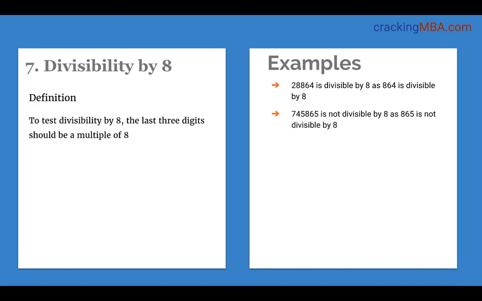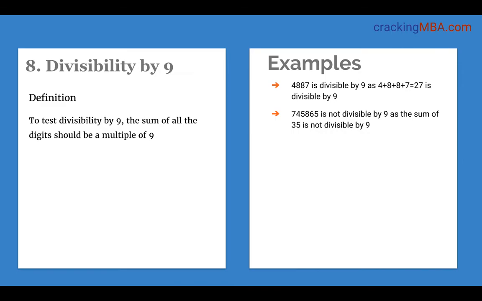Let's move on to divisibility by 8. Just like we saw divisibility by 4, divisibility by 8 requires the last 3 digits to be divisible by 8. For example, 28864 is divisible by 8 because 864 is divisible by 8. Similarly, 745865 is not divisible because 865 is not divisible by 8.